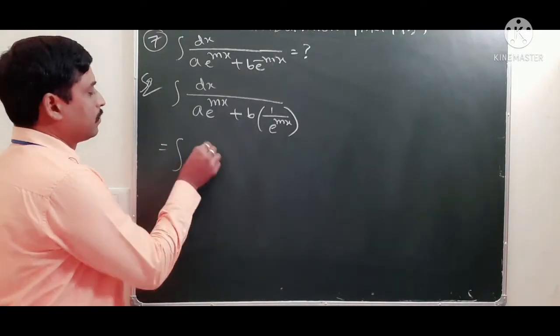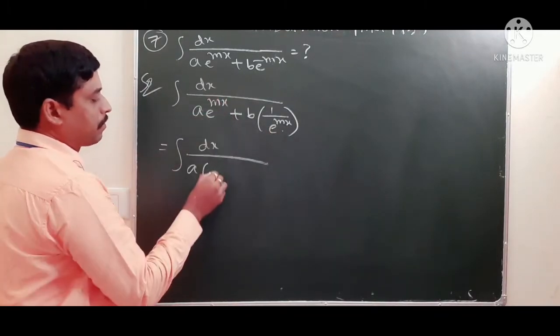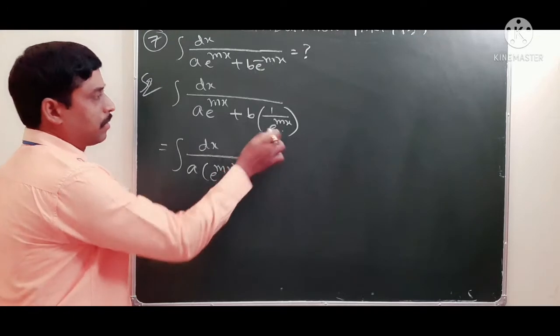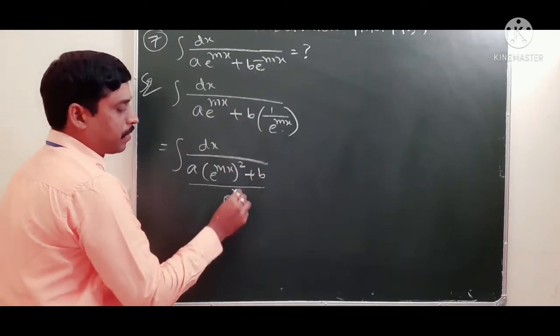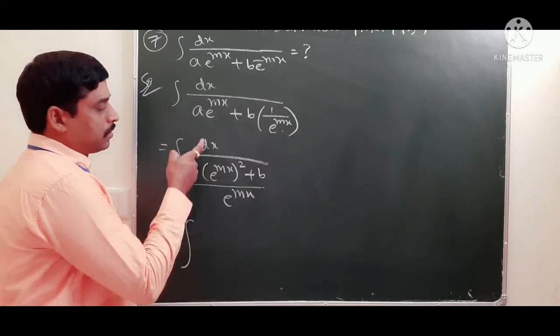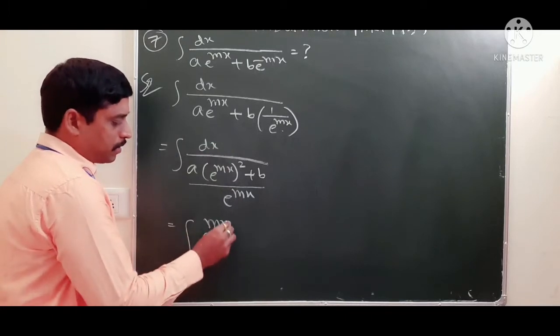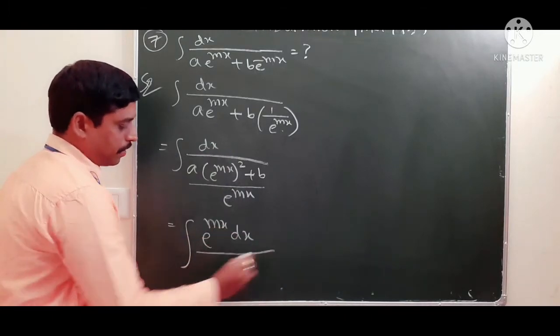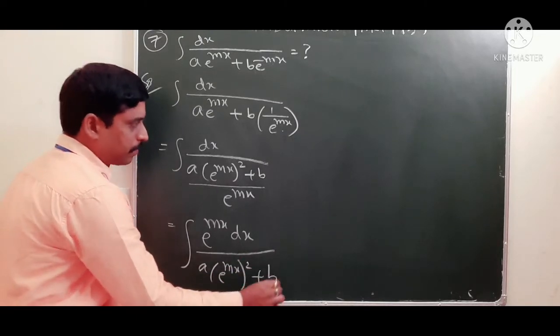So integral dx by a into e to the power mx into e to the power mx, e to the power mx whole square plus b by e to the power mx. Okay, clear? So the integral, e to the power mx multiplied with dx, e to the power mx dx by a into e to the power mx whole square plus b.